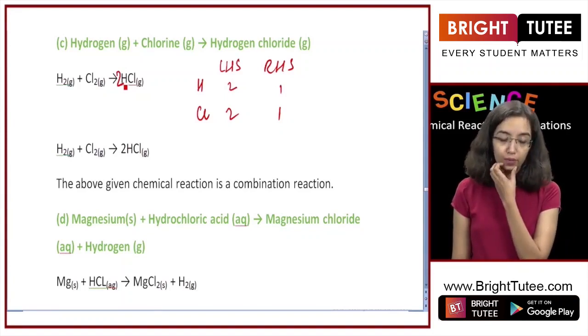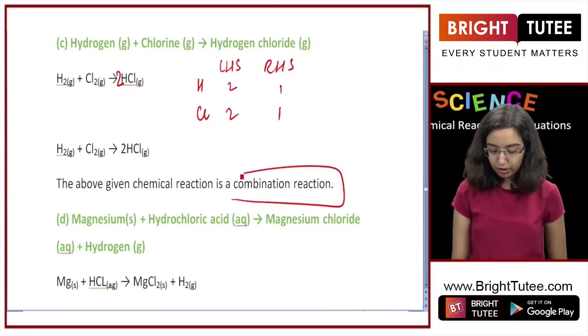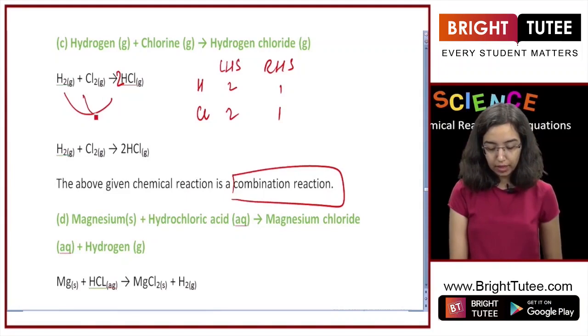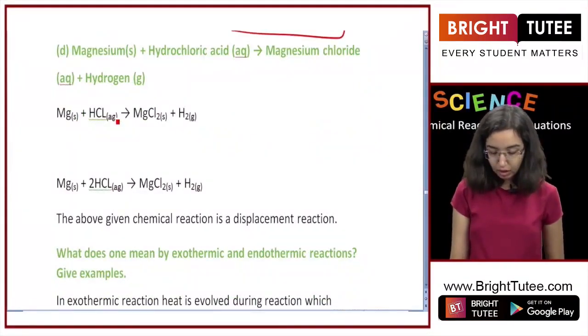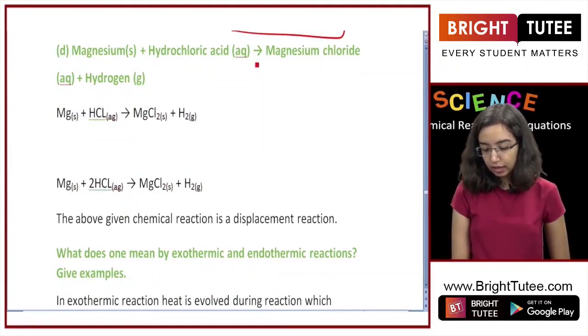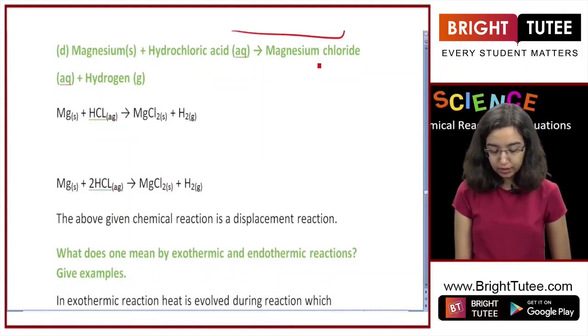Put a 2 here and the equation gets balanced. This is a combination reaction because two things are combining to form one compound. Magnesium plus HCl forms MgCl plus H2.